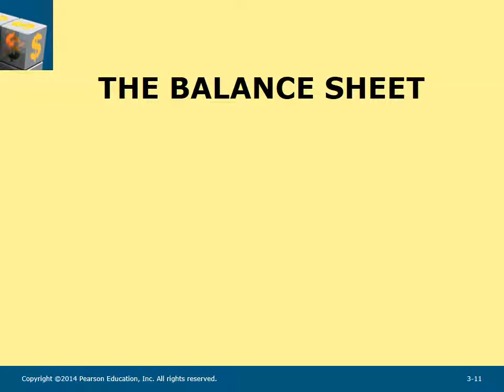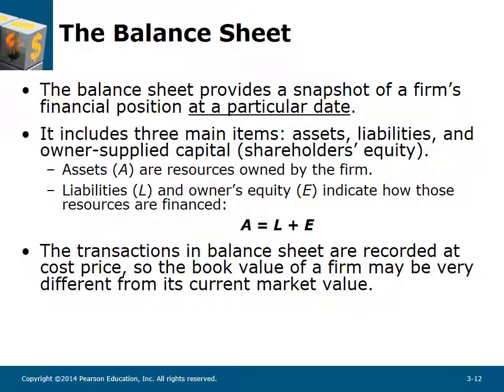The next financial statement would be the balance sheet. Now the balance sheet is a snapshot of a firm's financial position. What kind of assets does the company own? What kind of liabilities do they owe? And what kind of amounts do they owe the shareholders in shareholder equity as of a specific date?